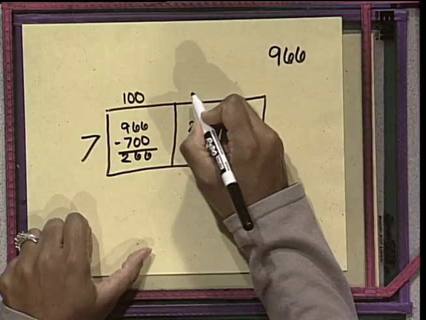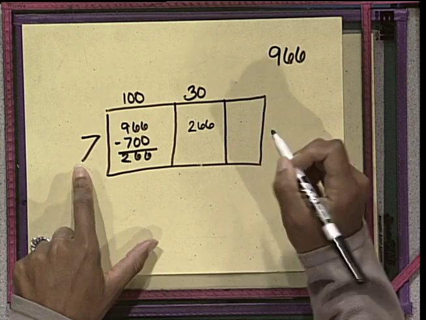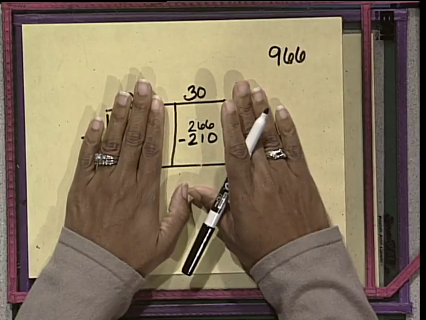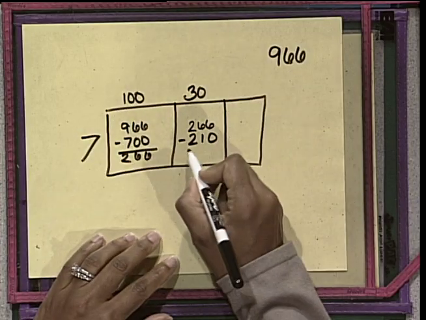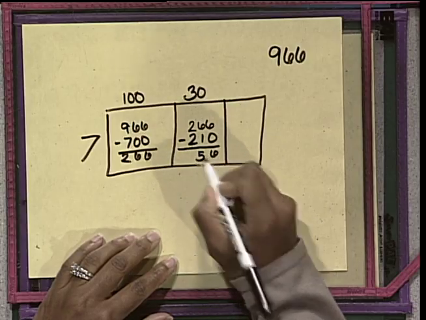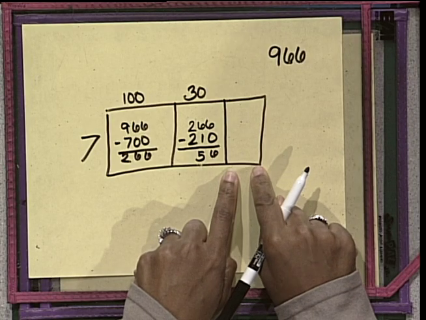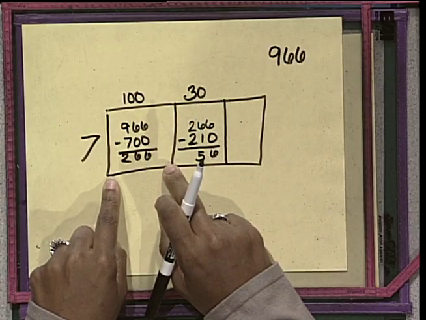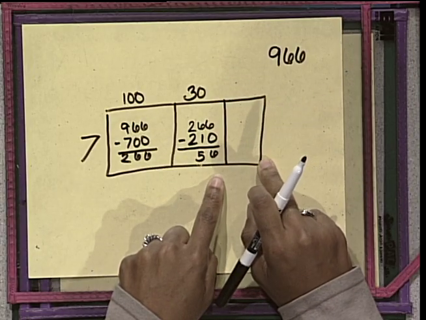So this portion of my rectangle is 30 units. 30 times 7 is 210. So I had 266 units left. Now this portion of my rectangle is 210 square units. So I'm going to subtract that from my leftovers. That gives me 56. So now I have one more section of my rectangle. Remember, this section was my hundreds. This section of my rectangle is my tens. This section are my ones.